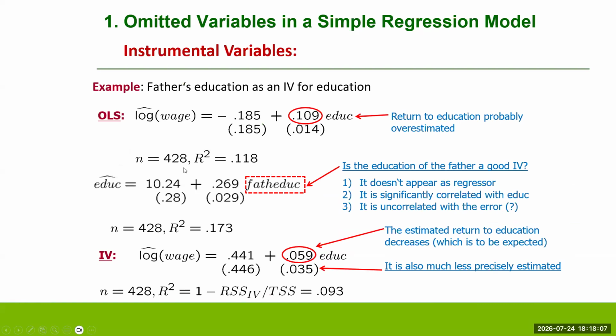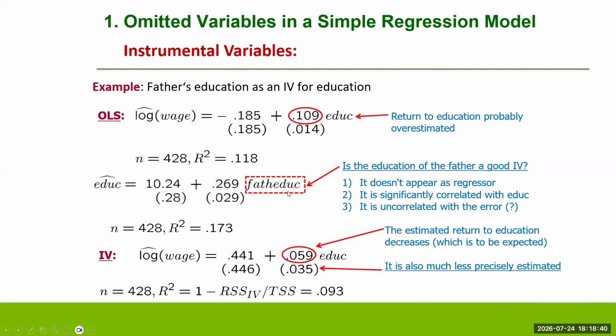Now let's start from a simple regression where we have education influencing wage. So the effect of education on wage is 0.109. We feel that there are other variables that could also influence wage, right? Age, experience, and all that, but they're not in this model. So the point here is that the return to education probably is overestimated.